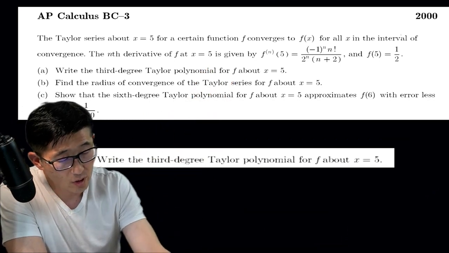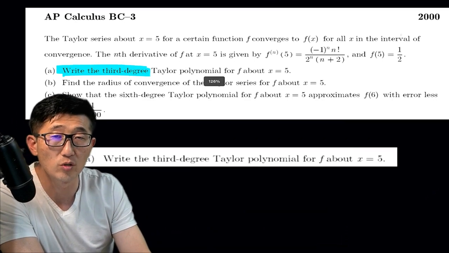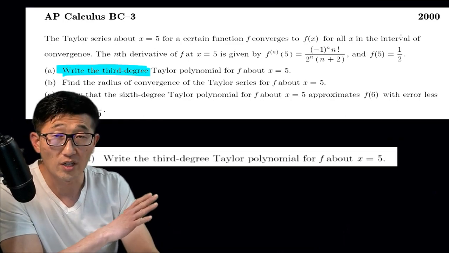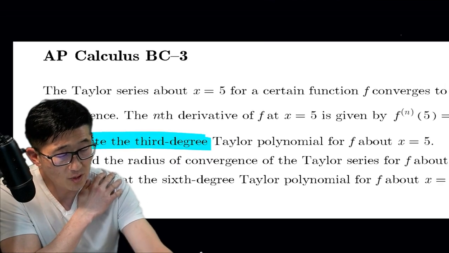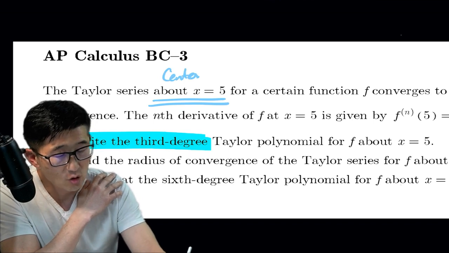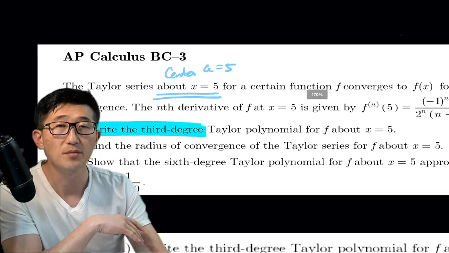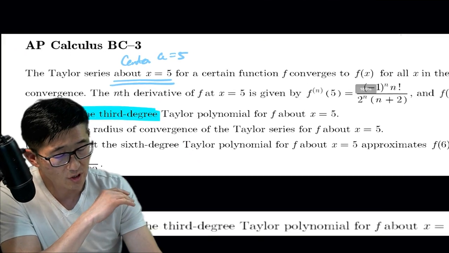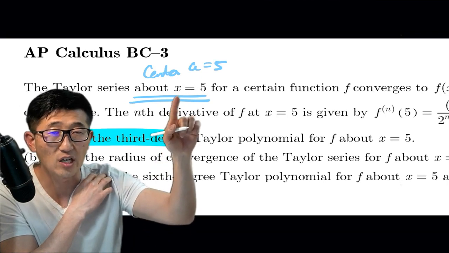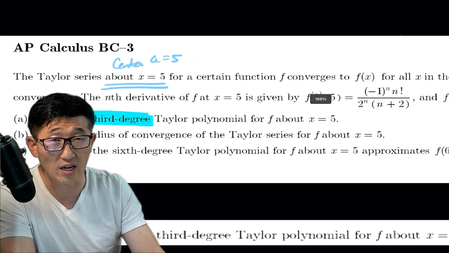Okay. They want us to write the third degree Taylor polynomial for f about x equals 5. Now, before we jump in, we need to clarify some of these numbers. Whenever they say something is about x equals 5, that's your center, and it's normally labeled with the letter a. So you want to change that to a equals 5. Depending on the book that you're using, but most books will use a. So you need to realize this is not an x value that you plug in. They're centering their approximation at x equals 5.